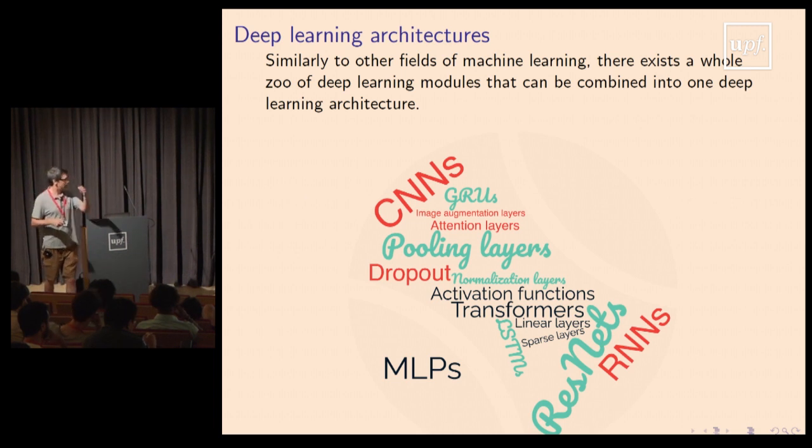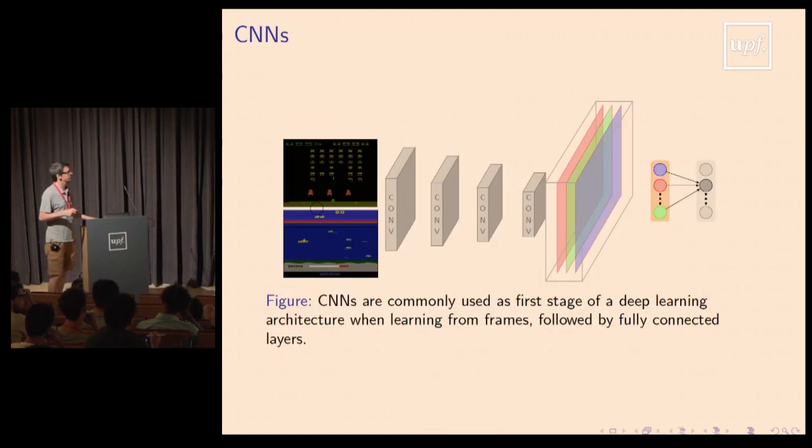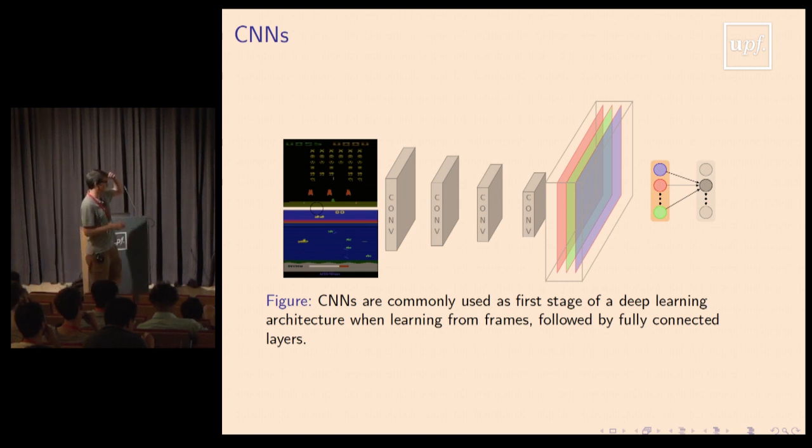There is a rich set of potential modules that you can combine to make up a neural network. This is true for any field of machine learning, like supervised learning, unsupervised learning, and it's also true for reinforcement learning. Let's look at a few of them. For instance, when you work from images, usually you will work with convolutional layers because they are really good for introducing the right inductive bias and learning efficiently. That's basically what the DQN paper did: they use convolutional layers and then fully connected layers to learn the Q values.